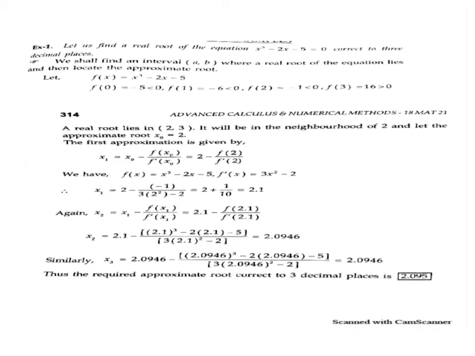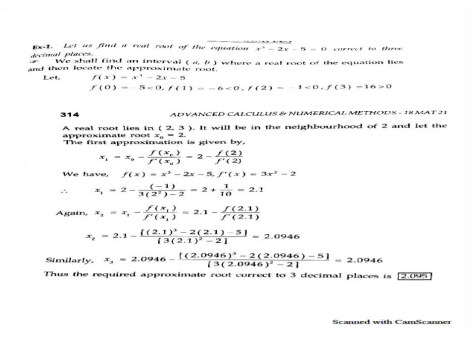that is x3 equals 2.0946 minus, put the value of x as 2.0946 in the function. So 2.0946 the whole cube minus 2 into 2.0946 minus 5 divided by 3 into 2.0946 the whole square minus 2, and the value obtained here is 2.0946. Now you can compare x2 and x3.